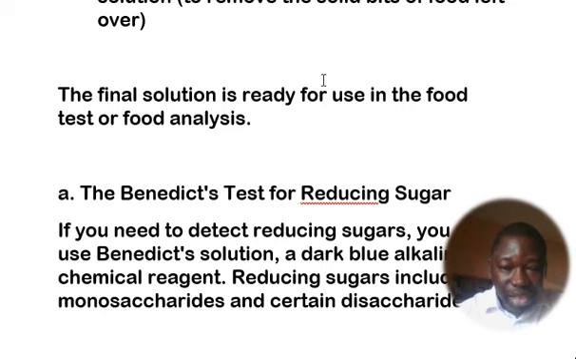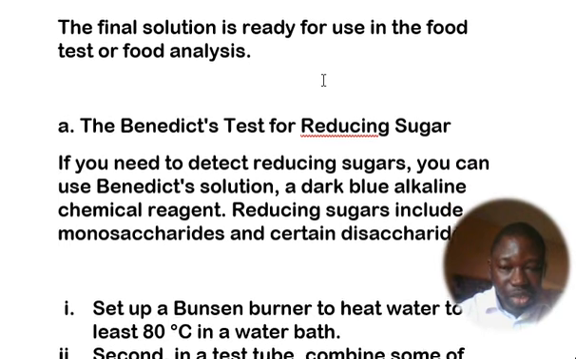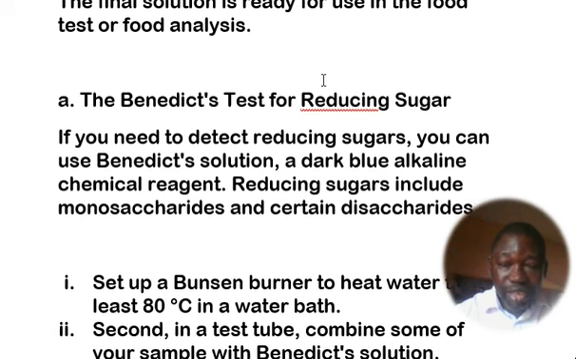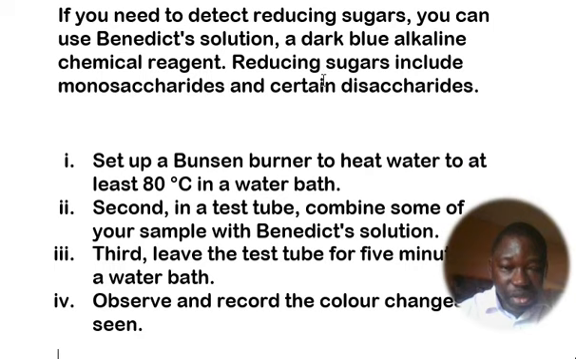Test A, as I said, is a test for reducing sugar, and that is the Benedict test. If you need to detect reducing sugars, you can use Benedict's solution. Benedict's solution is a dark blue alkaline chemical reagent. Reducing sugars include monosaccharides and certain disaccharides. These are the steps for the test for reducing sugar.